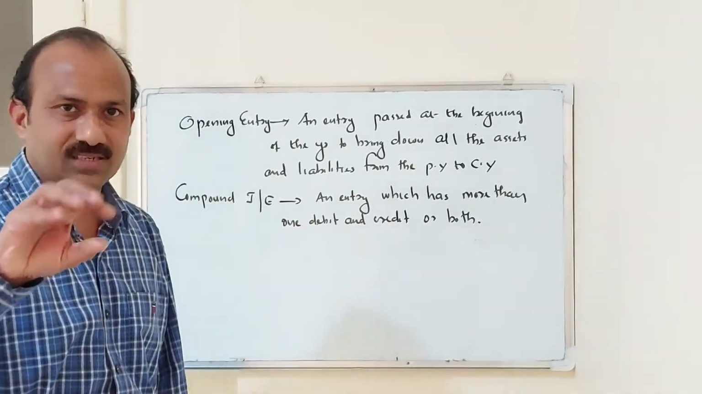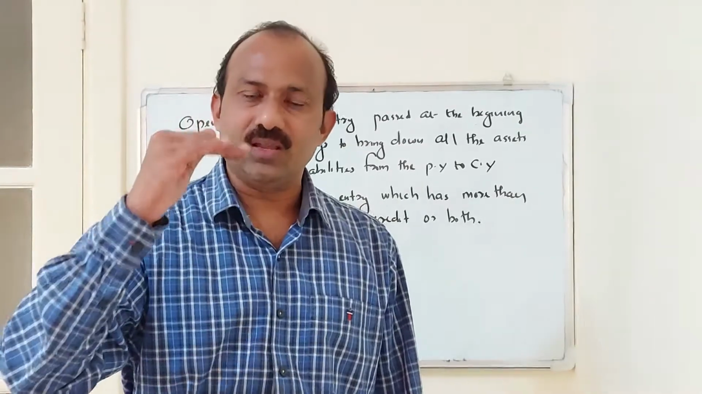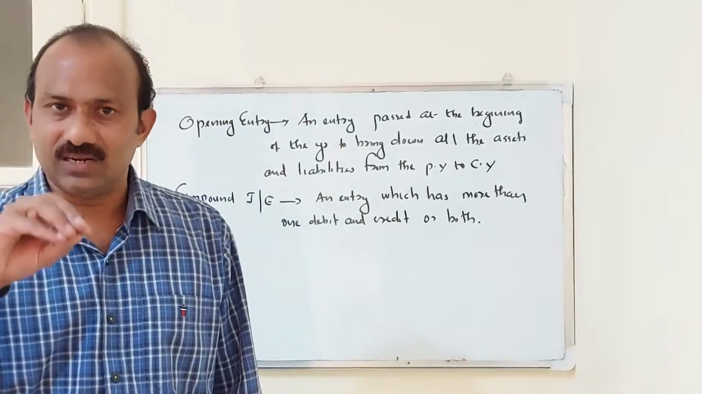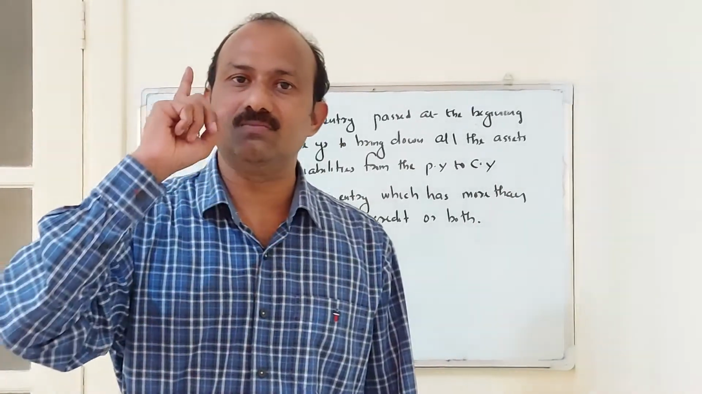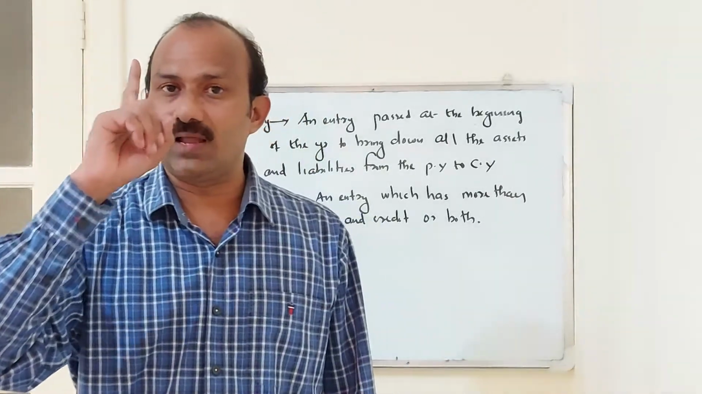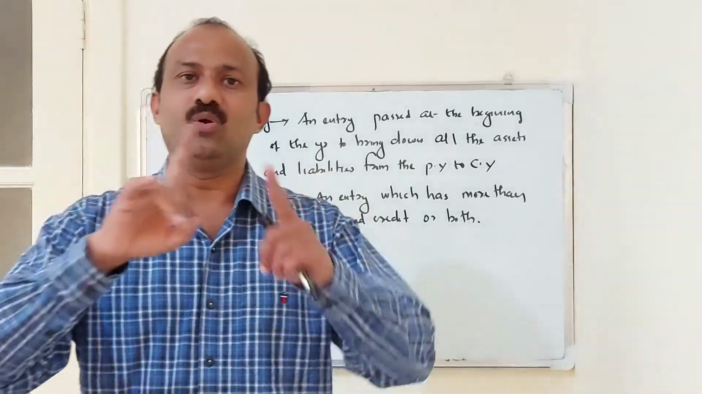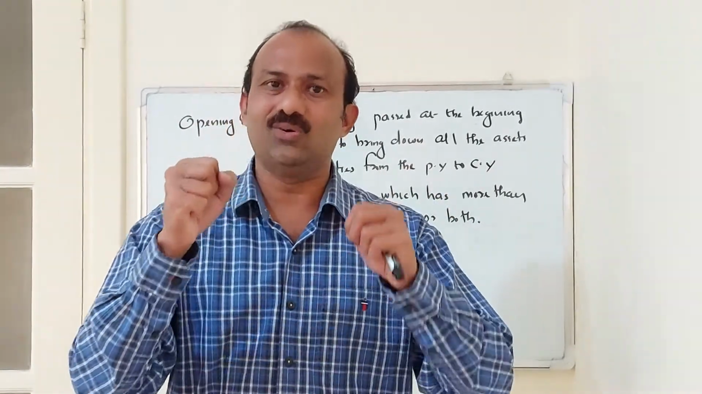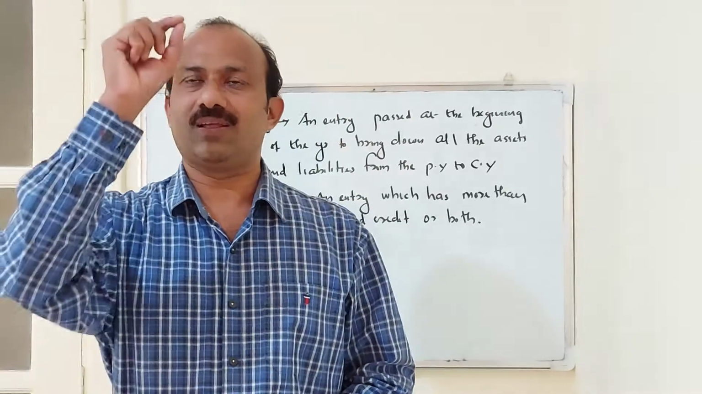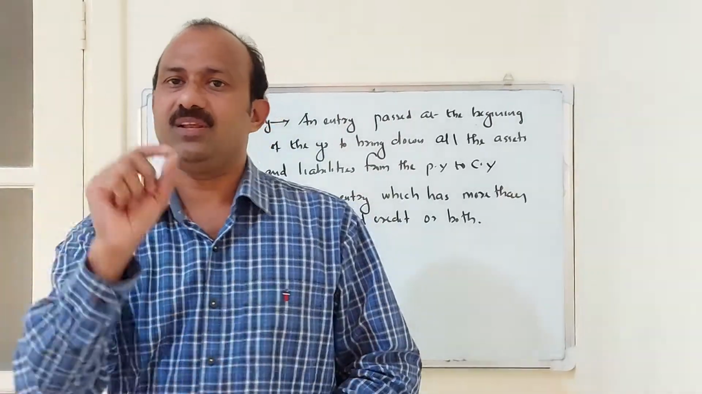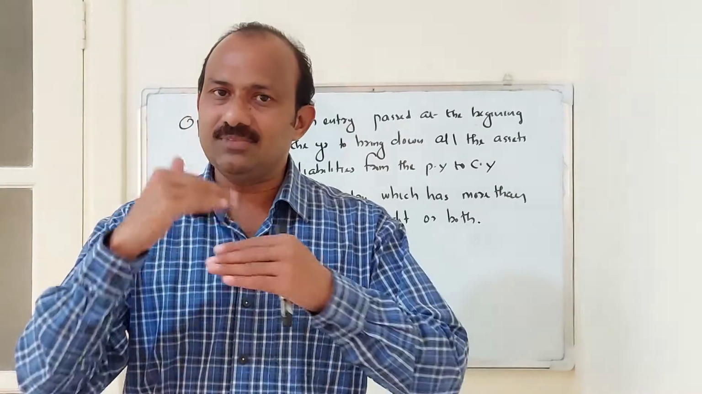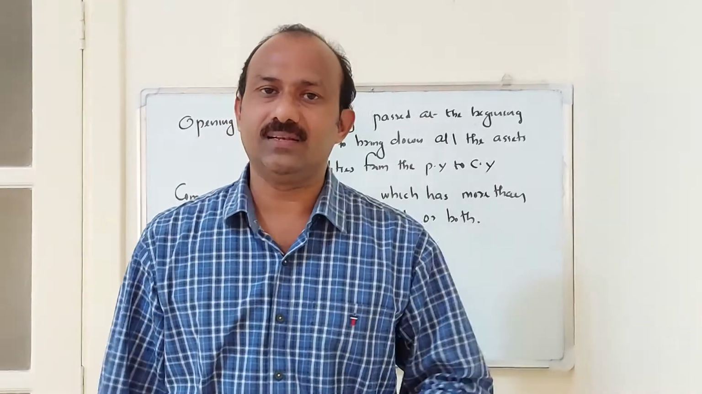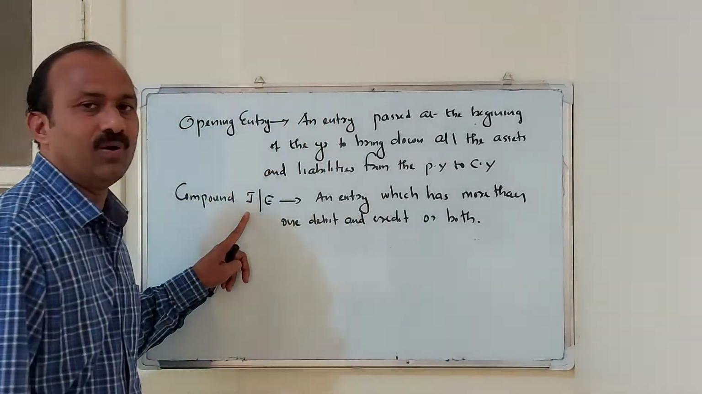Sometimes on the same date, more transactions are coming. A journal entry, or an entry, which has more than one debit or credit, or both, is a compound journal entry. Suppose you are checking one journal entry, there may be more than one debit. For example, salary account debit, rent account debit to cash. This is a compound journal entry. In one entry, more debits and more credits can come. That journal entry is known as a compound journal entry.